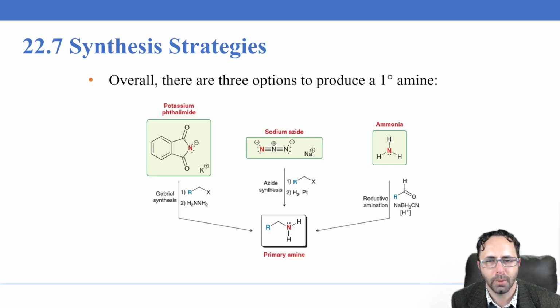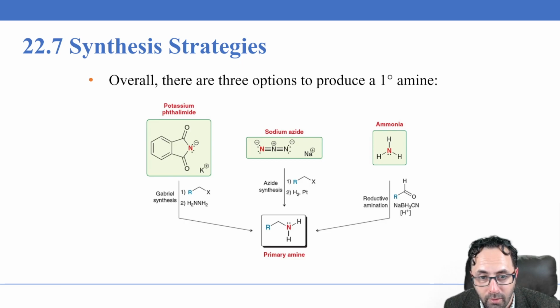Hello, Chem 212 students, and welcome back for our next set of lectures where we continue on Chapter 22, Amines. When we left last time, we had discussed various methods of creating amines, including primary amines and also secondary and tertiary amines. For the creation of primary amines, we had three primary pathways.